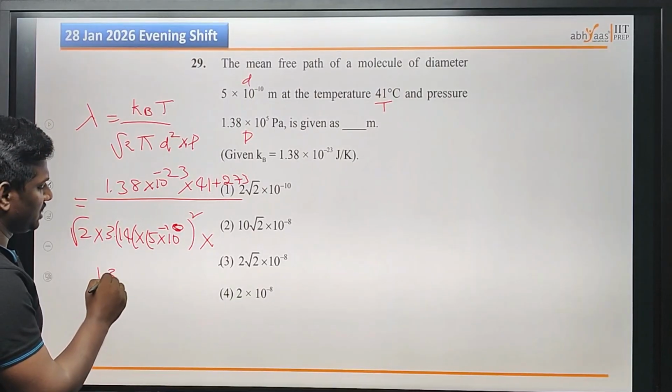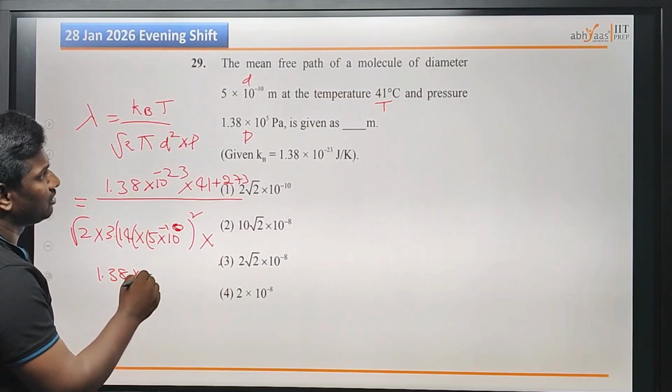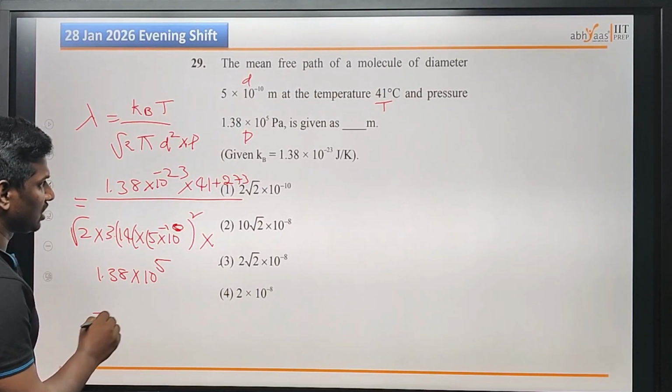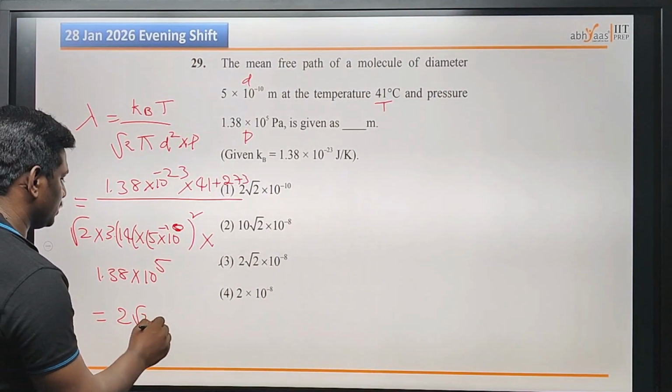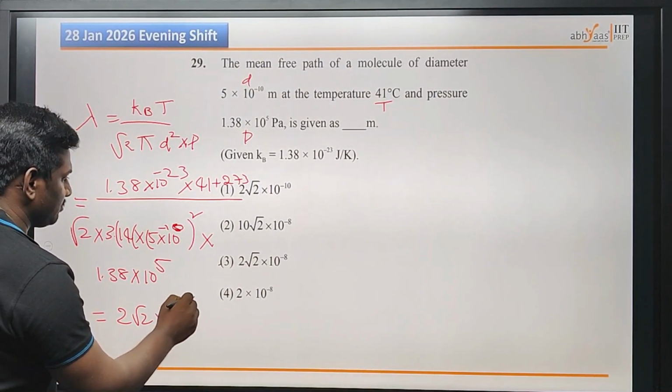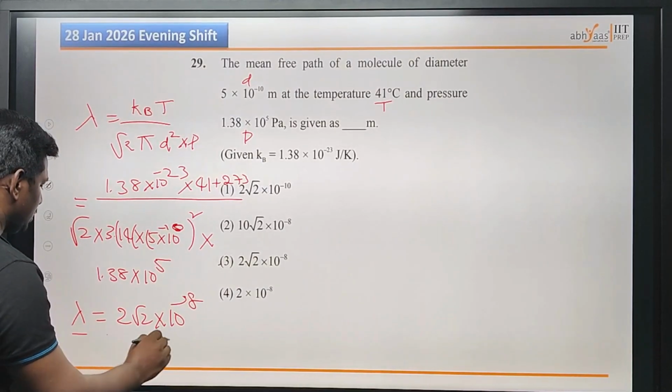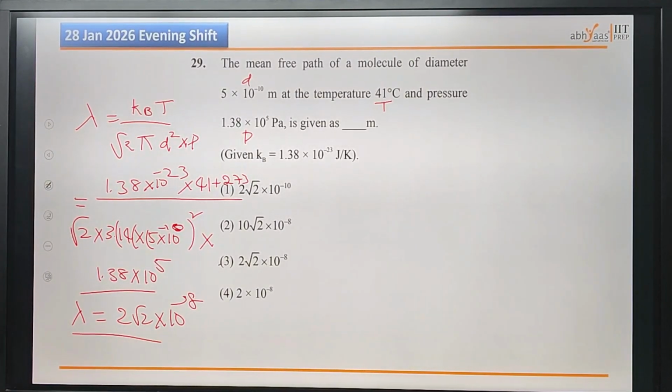So 1.38 into 10 to the power 5. If you solve this one, you will get the answer as 2 root 2 into 10 to the power minus 8. This is your mean free path value.